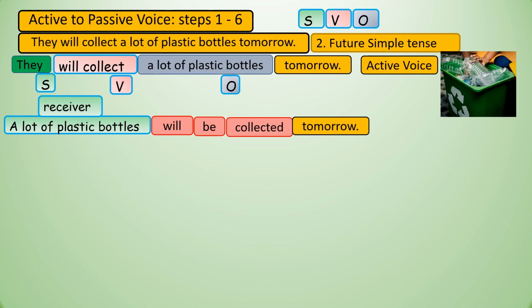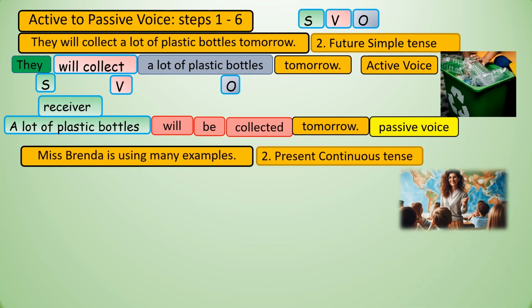Now, because they is a random subject, we chose to leave it out here. It doesn't do any harm not to write it, so it's fine just to say a lot of plastic bottles will be collected, and our sentence finishes then with our time word tomorrow. And that is our passive voice. You can, if you want to, say by them, but it's not really mandatory to do it here.